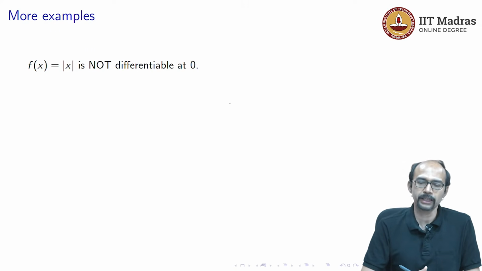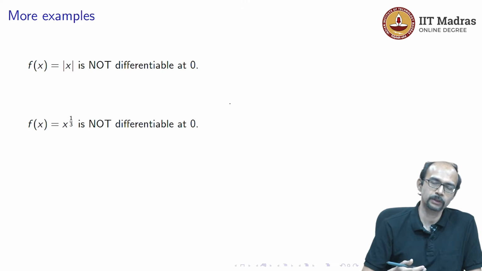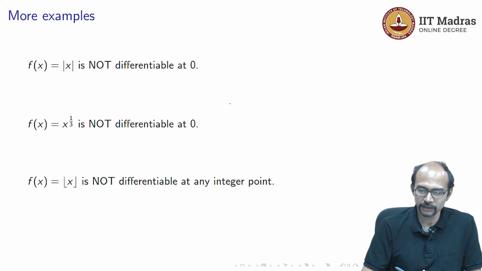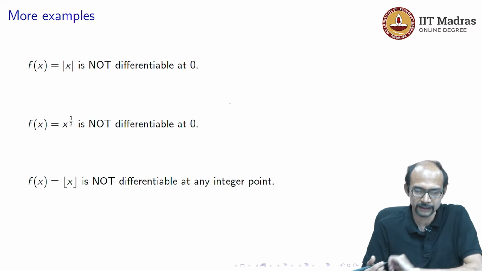f of x equals mod x is not differentiable at 0. Indeed, this was one of the places we were stuck at vis-a-vis tangents. f of x equals x to the power 1/3 is not differentiable at 0, and the floor function f of x is not differentiable at any integer point.